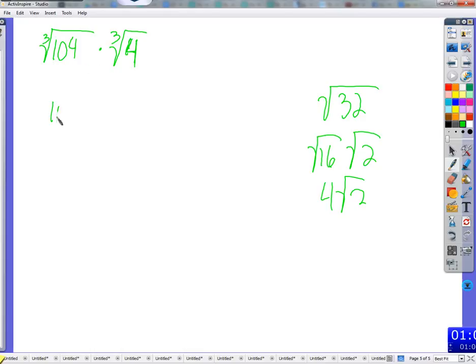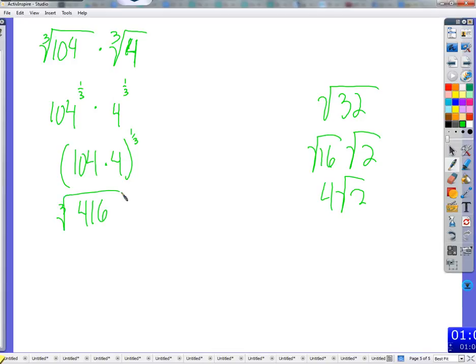If you think about it, just to prove it to you, this is 104 to the 1/3, and this is 4 to the 1/3. We could really write this as 104 times 4 to the 1/3. So that's going to be 416. Really, we're looking for the third root of 416. And we can try, but we'll pretty quickly find out that there's no perfect third root of 416.